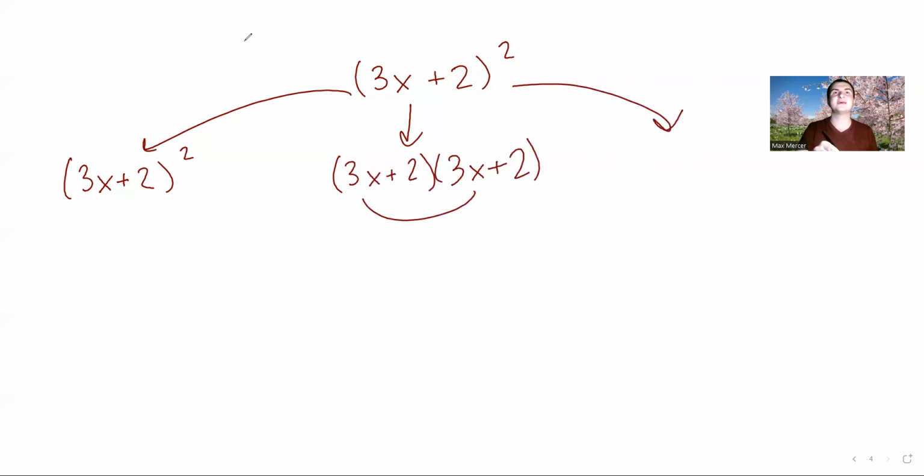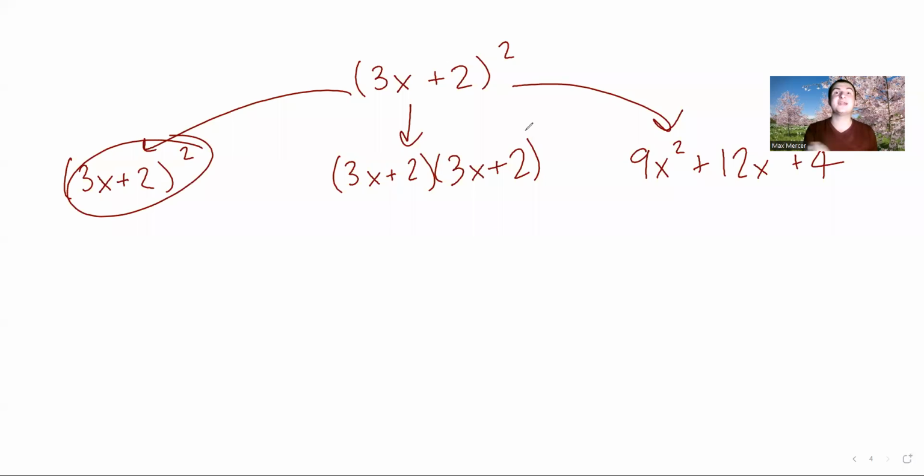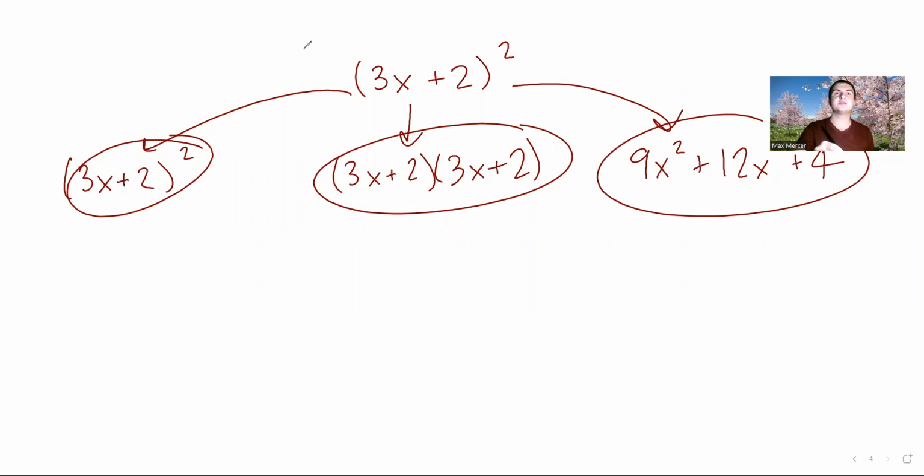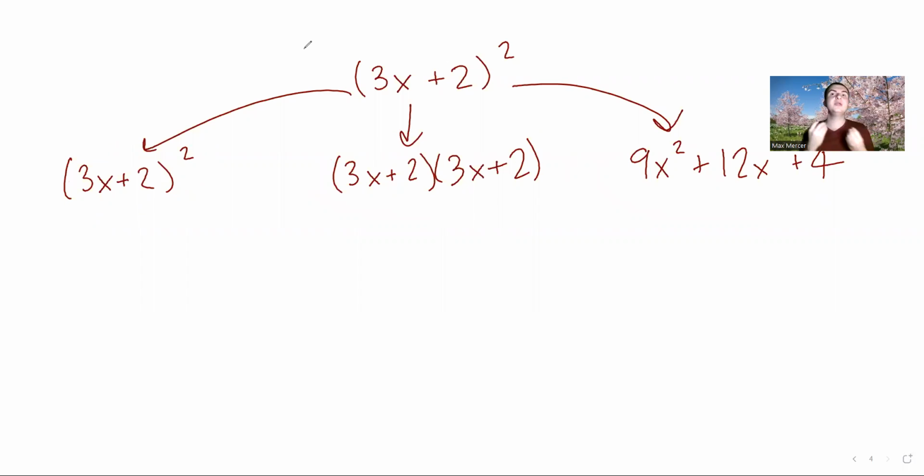3x times 3x is the same thing as 9x squared. 3x times 2 is 6x. We have 2 of those, so we have plus 6x plus 6x equals plus 12x. And then 2 times 2 is 4, so we'll just add that at the end. So we have something pretty delightful. We have 3 different ways of writing the same exact function. So since they're the same function, we know that they should have the same derivative.